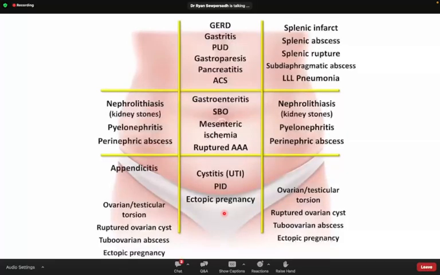Now, pain in the right and left lower quadrants have very similar pathologies, including ovarian and testicular torsion, a ruptured ovarian cyst, a tubo-ovarian abscess, and ectopic pregnancy. Now, two differences between the right and left lower quadrants is that appendicitis pain is located in the right lower quadrant only, unless the patient has a very unusual anatomic variation in the position of the intra-abdominal organs. And diverticulitis tends to be more common on the left than on the right.